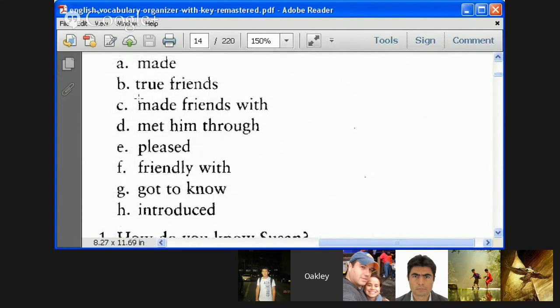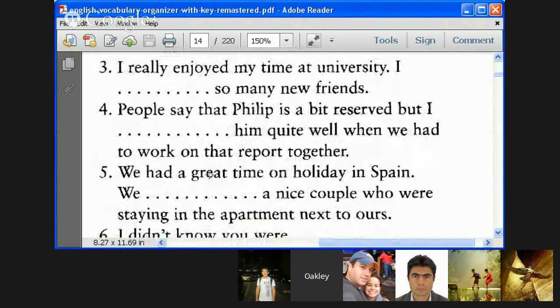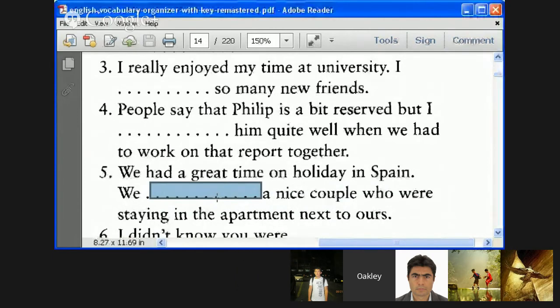Made friends with. Very good. Yeah, and there's the verb make again. You make friends. Yes. We made friends with a nice couple who were staying in the apartment next to ours. Great. Perfect. Abimelech, have you ever made friends with people when you were traveling or when you were in another place?